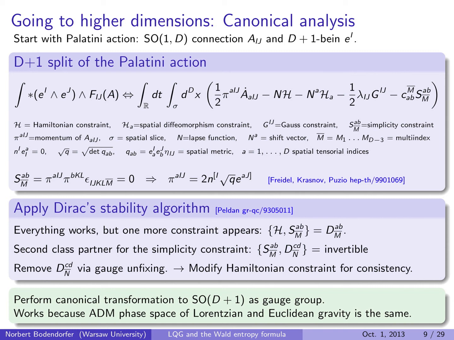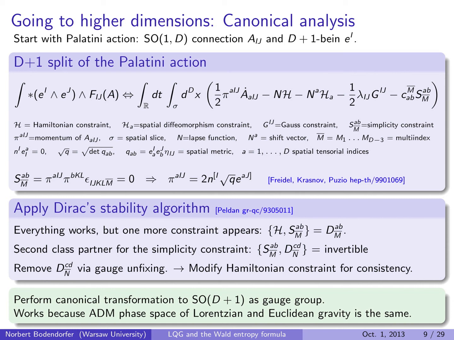Now, this connection is not exactly what we want in the end because it's transforming on a non-compact group. However, we will fix that in the end. But for now, we can just do the canonical analysis. So we do a d+1 split of this action and we find the symplectic potential written in the first box. So we have A dot times pi. Pi is exactly the thing we had on the last slides.